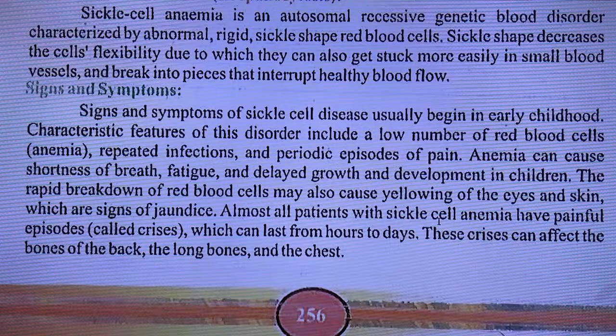The rapid breakdown of red blood cells may also cause yellowing of eyes and skin, which are signs of jaundice. Almost all patients with sickle cell anemia have painful episodes called crises, which can last from hours to days. These crises can affect the bones of the back, the long bones, and the chest.